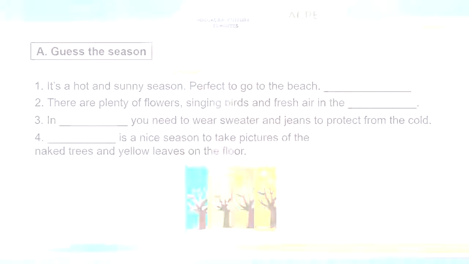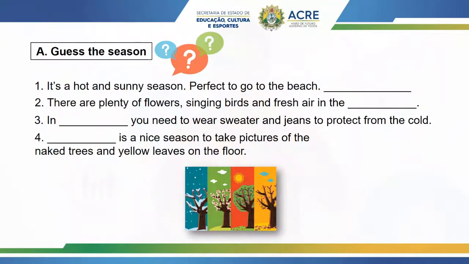Okay guys, for now we have the exercise. Let's check your understanding. This exercise A is about the seasons of the year. So remember the 4 seasons of the year: summer, spring, winter, and fall. You have to read the sentence and try to guess which season the sentence is talking about. I'm gonna answer the first one just to model the exercise, and then I'm gonna give you a few minutes. You have to stop the video and try to answer the questions, and then come back and continue the video for us to correct together.